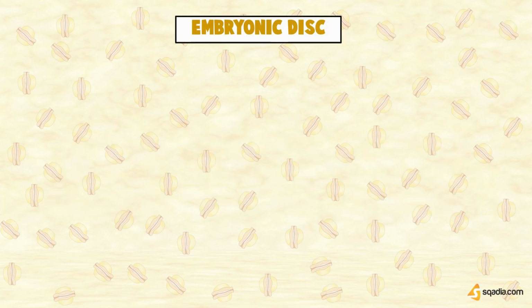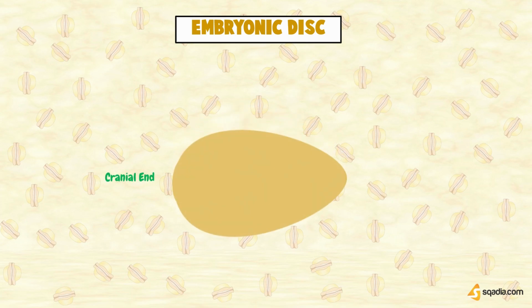Let's understand it. This is the embryonic disc in dorsal view. This is the cranial end, and this is the caudal end. The primitive streak first appears in the epiblast at the caudal end of the embryonic disc. It extends towards its center, and then develops the primitive groove on its dorsal surface. At the cranial end of this develops the primitive node.